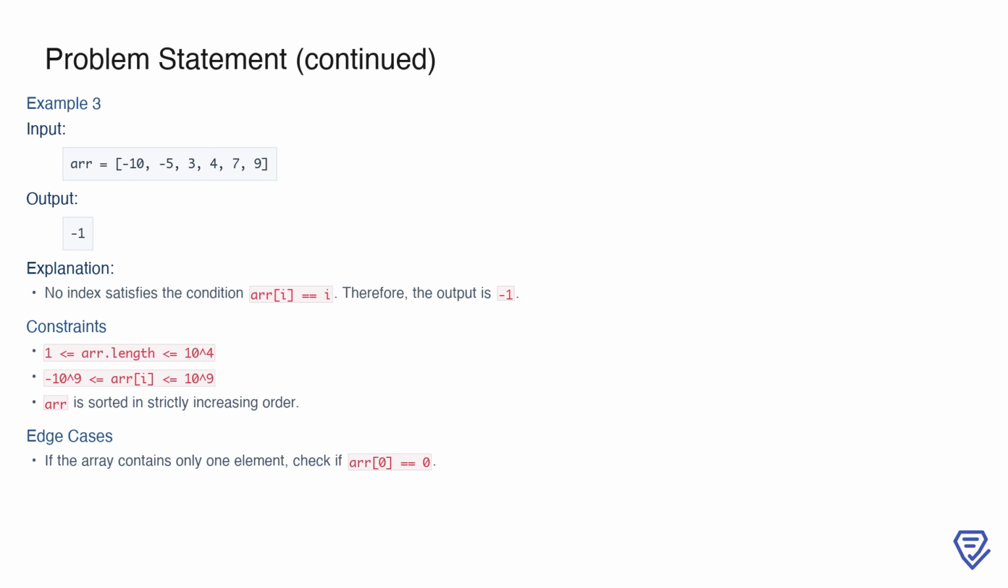Moving on to the constraints, the length of the array can range from 1 to 10,000, and the values can range from -10^9 to 10^9. Additionally, the array is always sorted in strictly increasing order. These constraints are important to consider when designing an efficient solution.